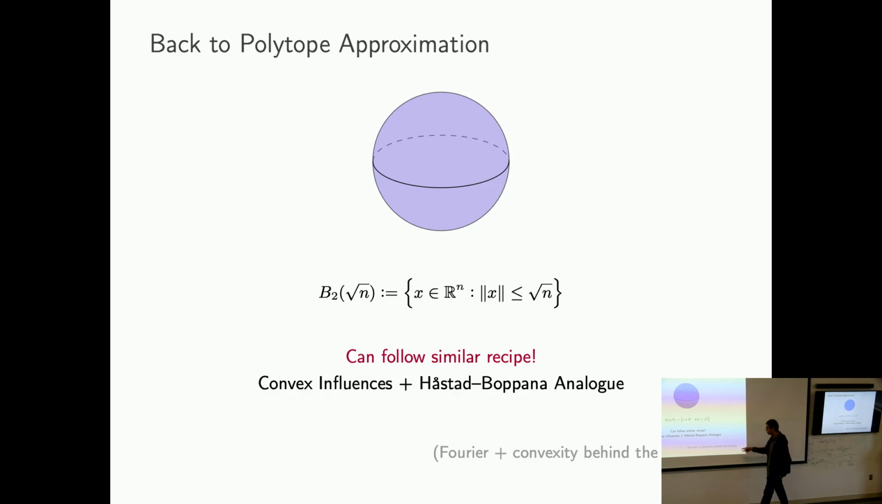Again, you have to use convexity and some Fourier analysis to show that approximating the L2 ball needs 2 to the root n half spaces. Is this making sense so far?